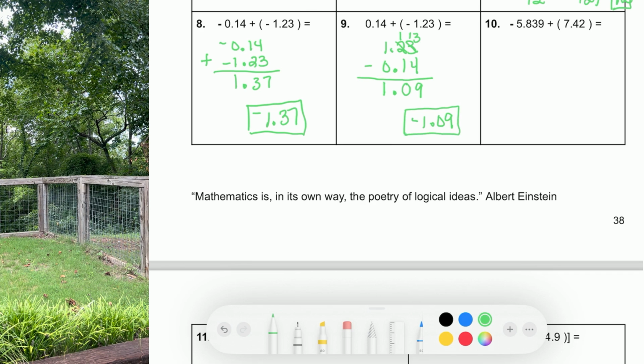All right, let's look at number 10. We have a negative 5.839 and a positive 7.42. Again, we have one of each, so we need to find the difference between these two numbers. I'm going to take the larger of the two numbers and put it as my top number, 7.42, so that I can actually subtract.